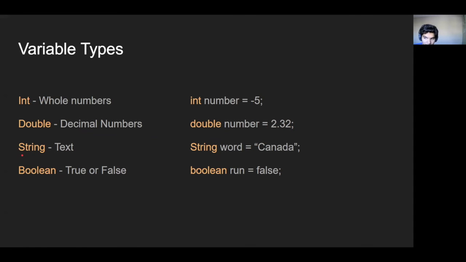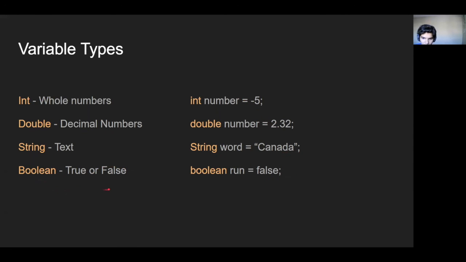Then we have strings, which is text. Unlike System.out.println, where we just print the words onto the output, in this case we're keeping a word in a storage bank. And then when we need the word to be printed, we can code that in. So String word equals, for example, "Canada". One thing you want to remember when you're doing a string is that you need quotations around the value, unlike integers or Booleans, as we're going to see.